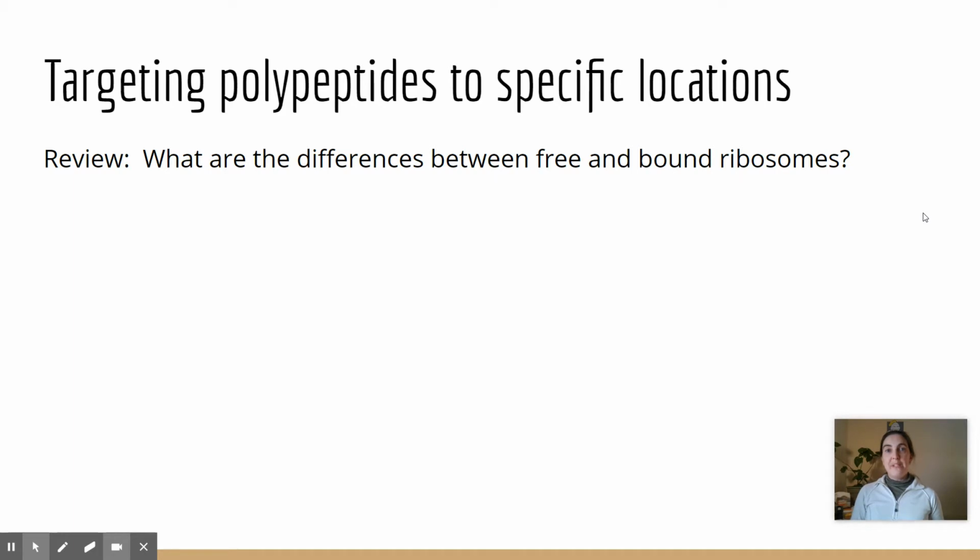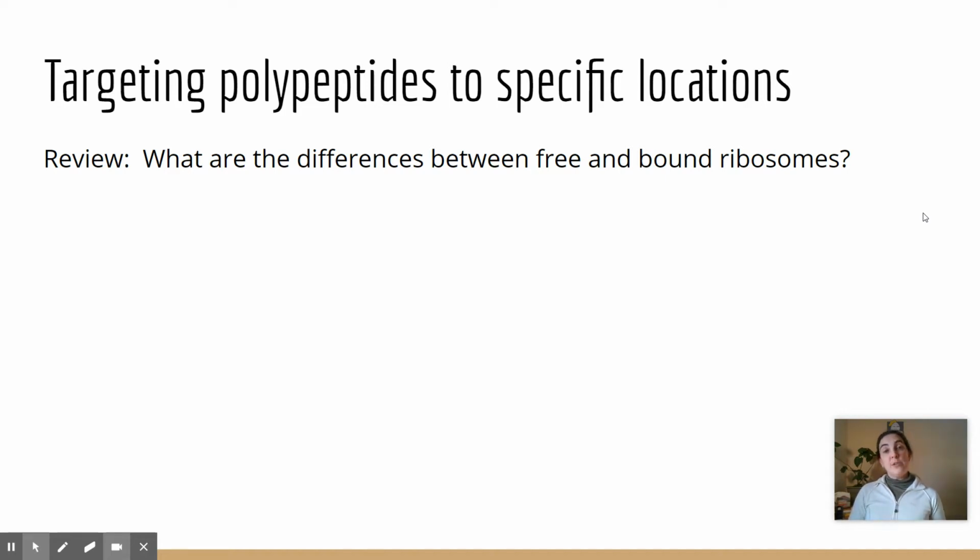Hello, AP Bio. Today we're going to wrap up our discussion of protein synthesis by talking a little bit about how proteins end up where they need to be and what happens to a polypeptide chain once it's been made. There are some things that happen after translation to finish off the process of getting a protein ready to do its job. So first, just a quick review.